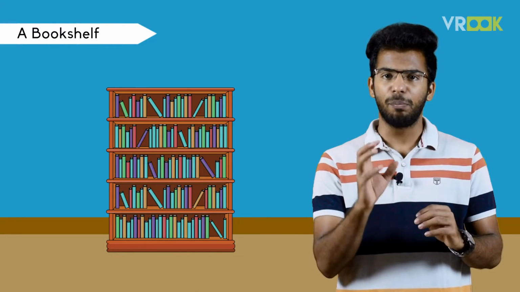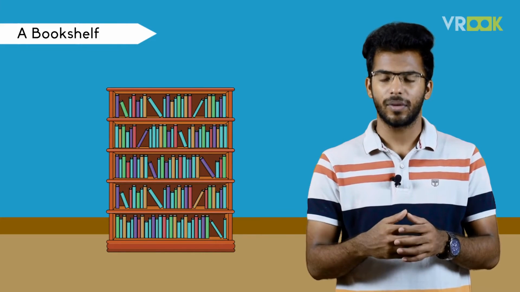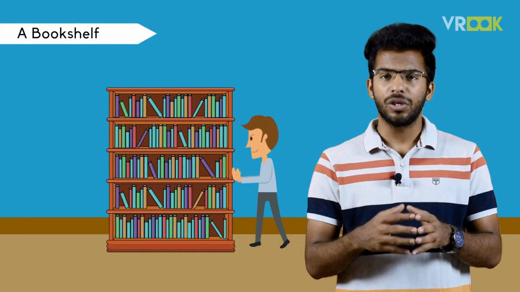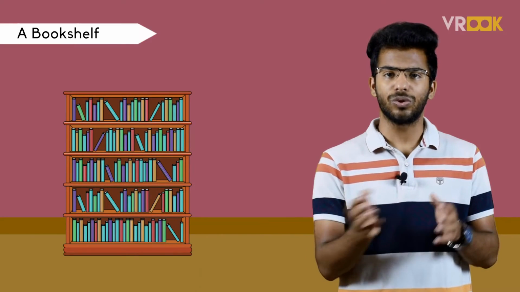Let's say you have a bookshelf on the floor. The floor is really smooth. Now try to push the shelf. It moves easily. Now let's move to the other room.